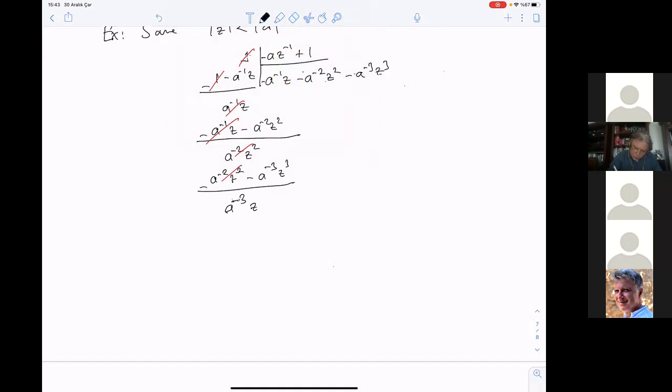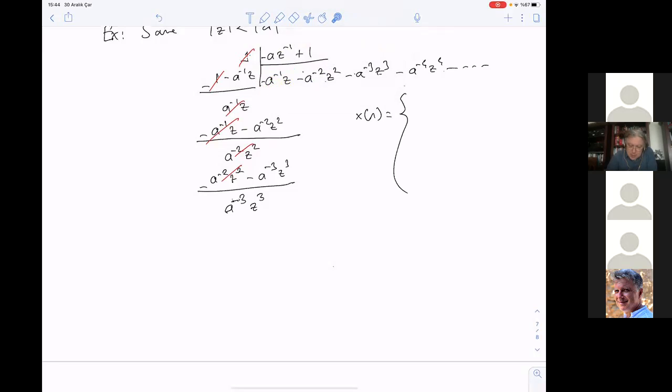Z cube, it must be. Therefore, it goes on like this, minus a to the minus 4 z to the 4 minus and so on. So that is the z transform with positive z powers and with negative or minus-signed coefficients, which can be written as x of n is equal to, when n is equal to minus 1, that is z to the 1.